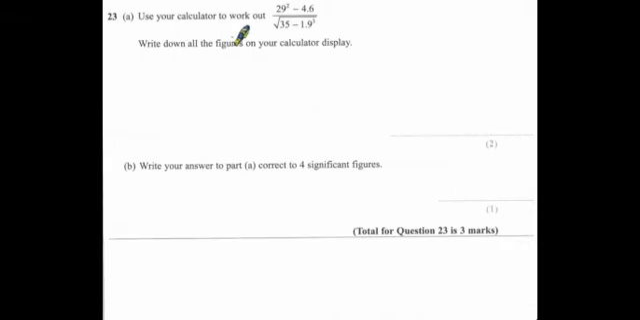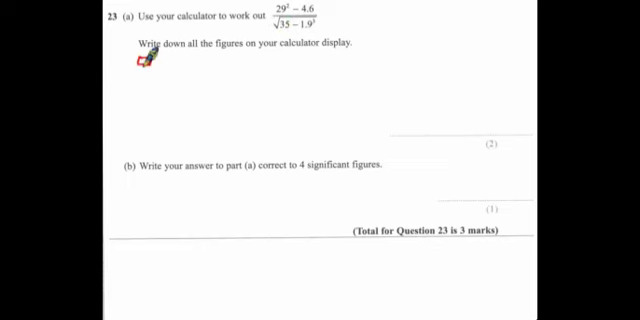Question 23a. Use your calculator to work out 29 squared minus 44.6 over the square root of 35 minus 1.9 to the power 3. Okay, this is all about using your calculator correctly. So we have part of the calculation over the line and part under.